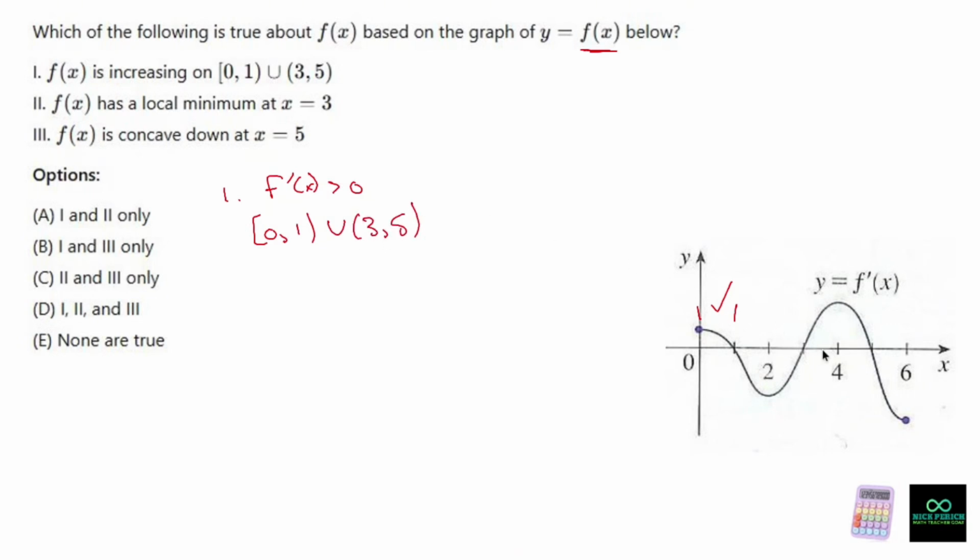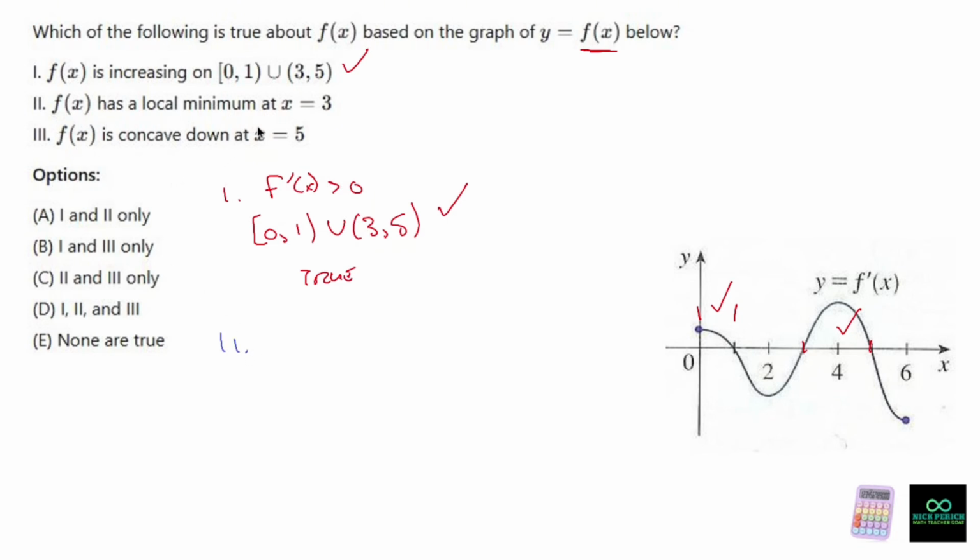Also, is the same thing happening between 3 and 5? Is my graph above the x-axis between 3 and 5? Here's 3, here's 5, check. So 1 is true, check. All right, let's look at the second option. F of x has a local minimum.